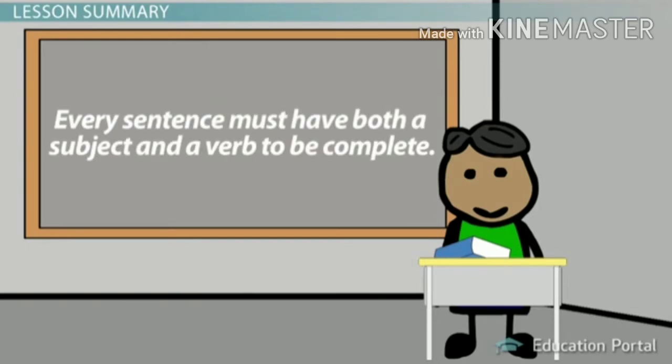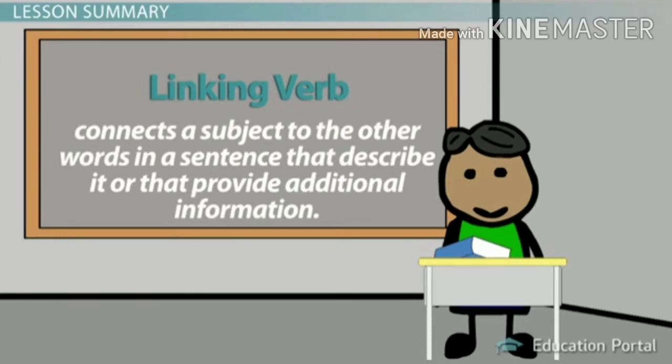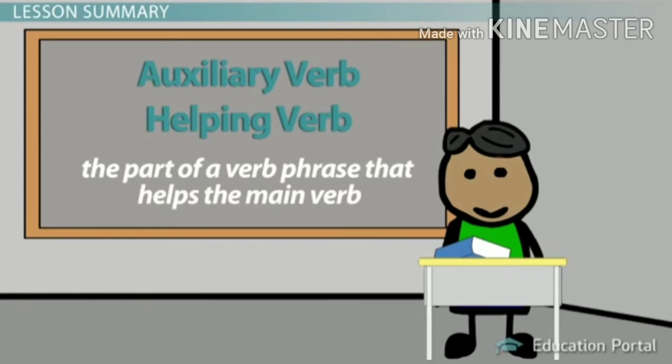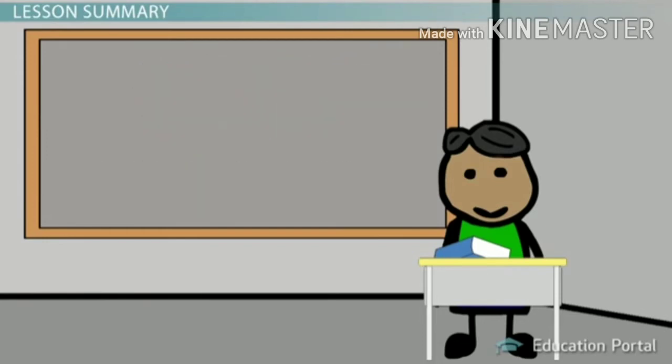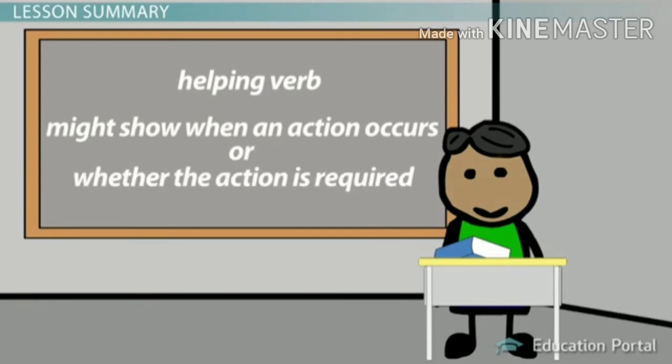Remember that every sentence must have both a subject and a verb to be complete. A linking verb is quite different from an action verb in that it doesn't actually express action. Instead, it connects a subject to the other words in a sentence that describe it or that provide additional information. An auxiliary verb, also referred to as a helping verb, is one that is the part of a verb phrase that helps the main verb. As part of a verb phrase, a helping verb might show when an action occurs or whether the action is required.